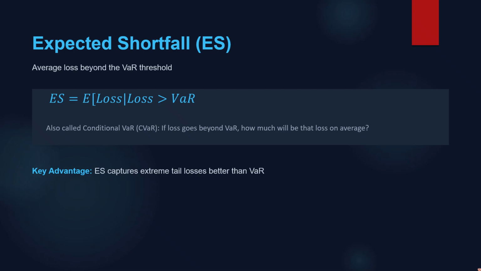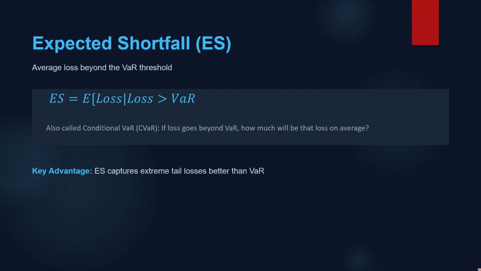Here is the key advantage. ES captures extreme tail losses better than VAR. VAR just gives you a threshold. ES tells you about the magnitude of losses in the tail. This makes ES more informative for understanding extreme risk.